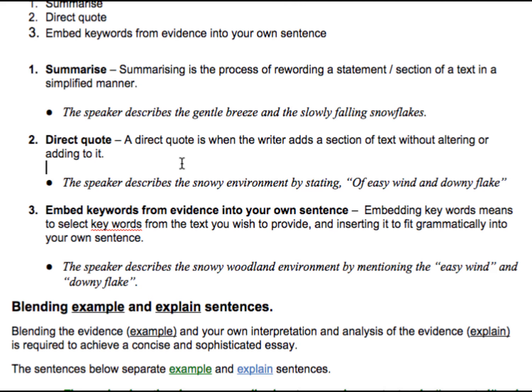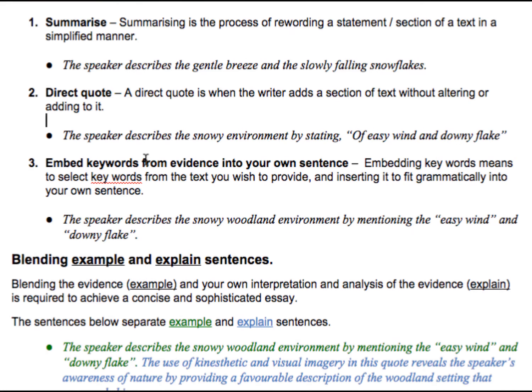The second way to integrate evidence is to provide a direct quote. This is when you add a section of the text without adding to it or changing it. You can see here, the speaker describes the snowy environment by stating, "easy wind and downy flake." Here is the direct quote from the text, and there's a small introduction to the quote just to give a bit of context before it, and it's always separated by a comma. That's a direct quote.